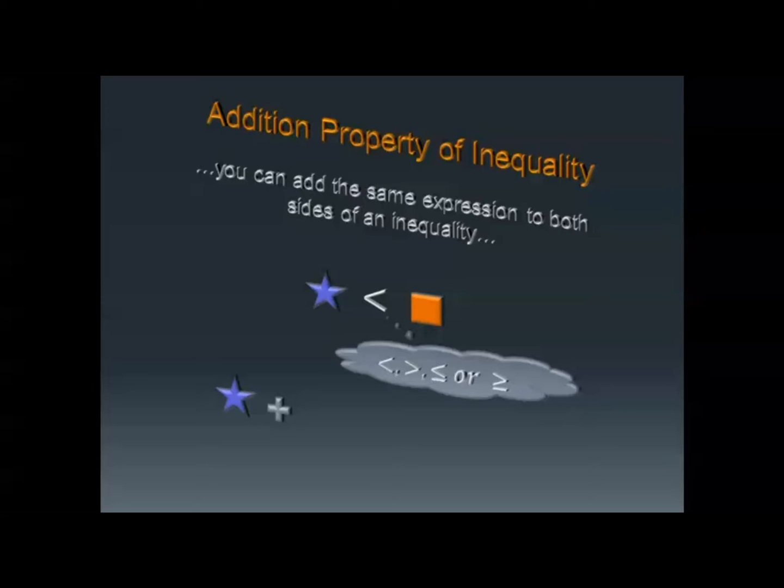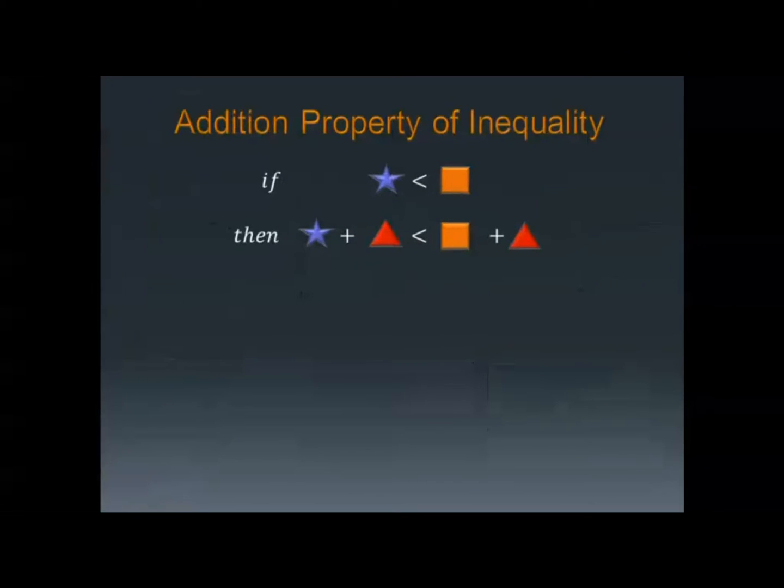If you add an expression to the left-hand side of the inequality statement, you must add the same expression to the other side of the inequality statement in order to still have a true statement. Some examples. If A is less than B, then the addition property of inequality says that we can add C to both sides of the inequality statement. If we add C to the right-hand side of the inequality, we must add C to the left-hand side of the inequality statement.